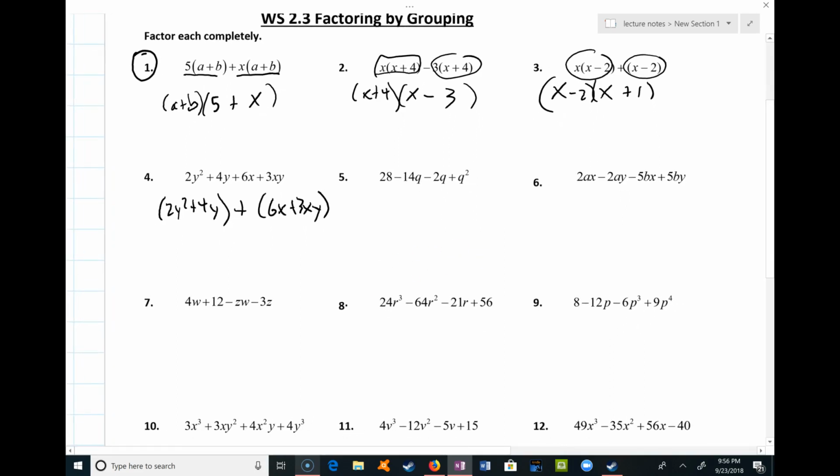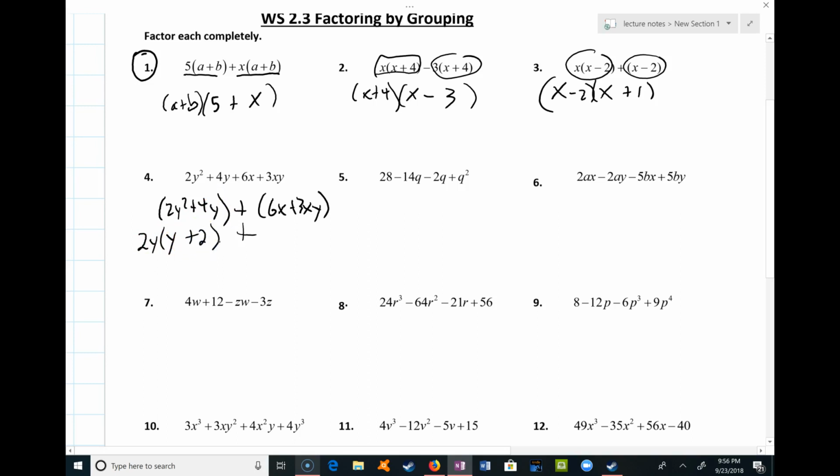But I'm just looking at one group, not both at the same time. So if I look at this first group, I notice that 2 and y are both factors of both terms. So if I factor out a 2y from just this parenthesis, notice I'm not touching the second parenthesis. 2y squared divided by 2y would just be y, and 4y divided by 2y is plus 2.